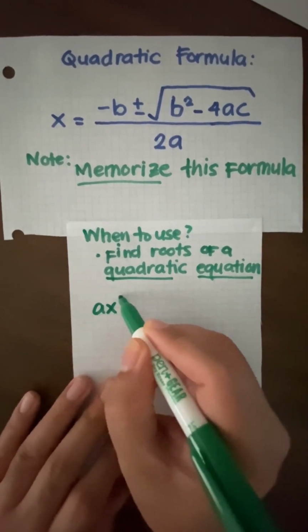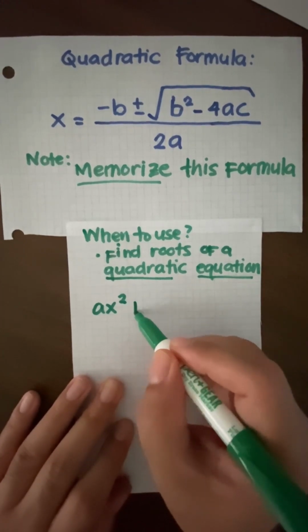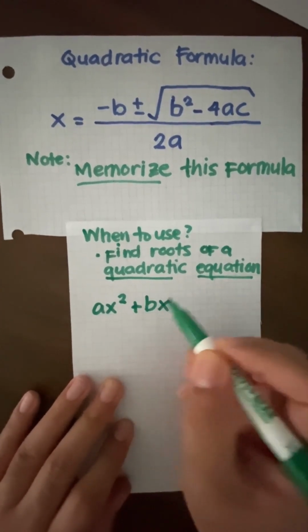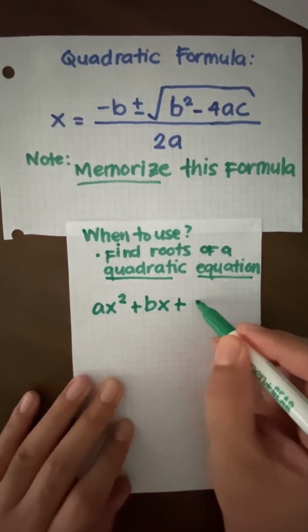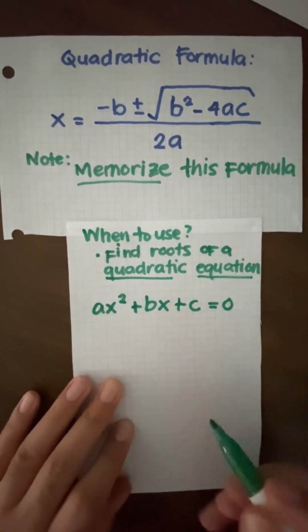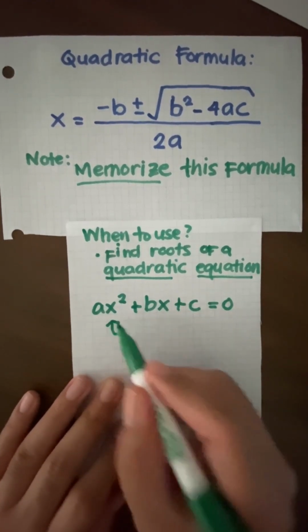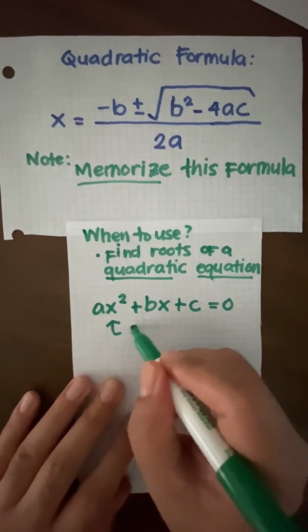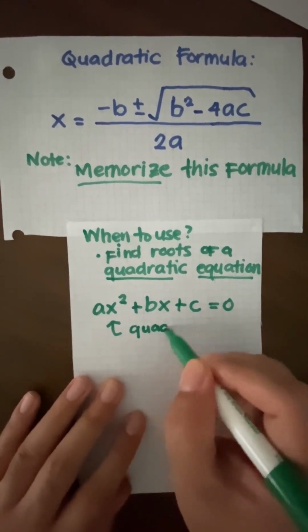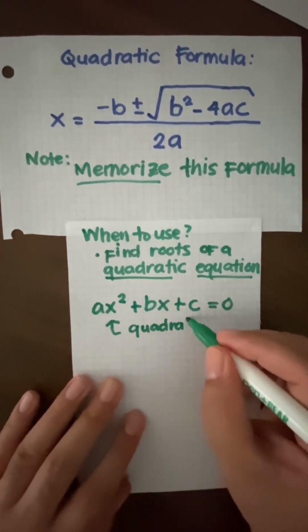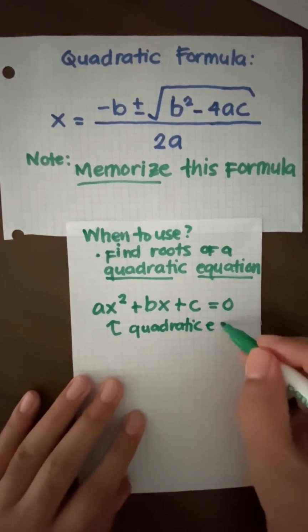A quadratic equation takes the form of a times x squared plus b times x plus c equal to 0. The letters A, B, and C are coefficients. Again, remember that you cannot use the quadratic formula if the equation is not in quadratic form.